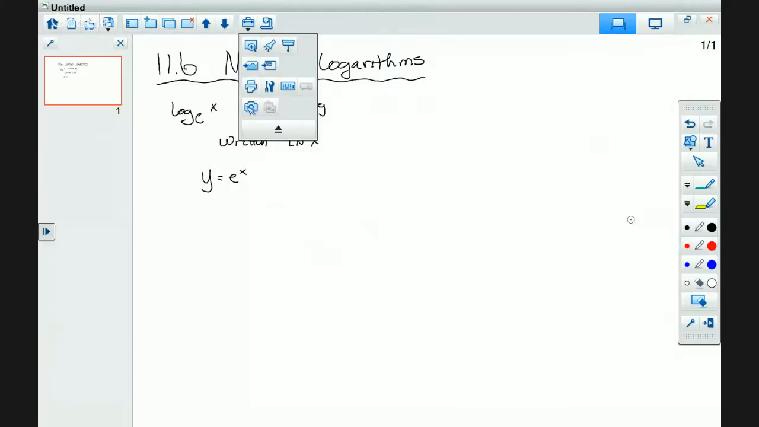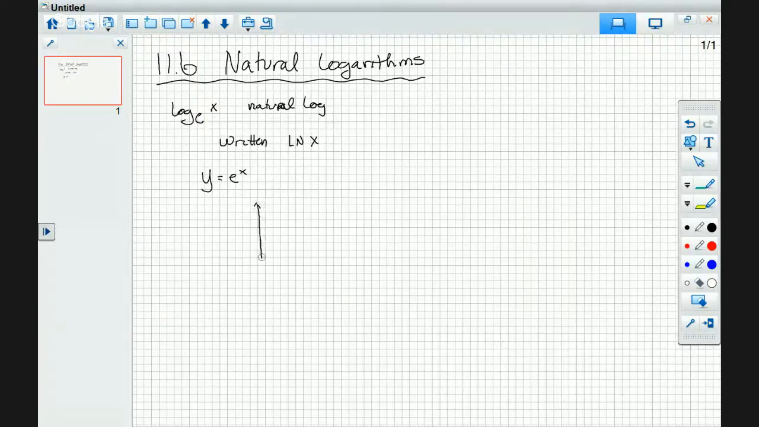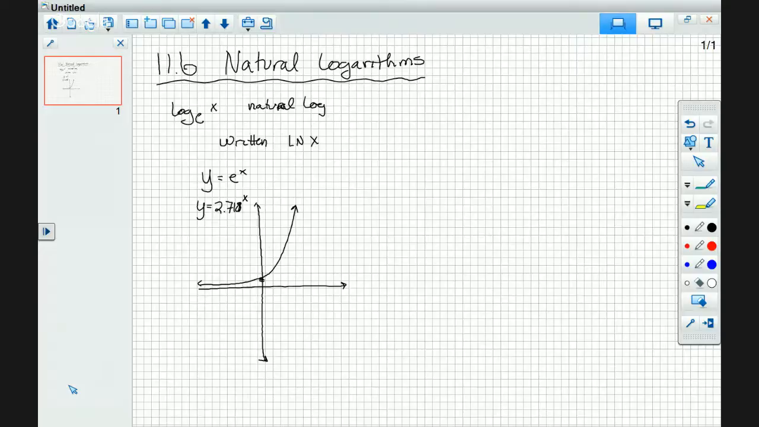Let's look at the graph of it. It doesn't change a whole lot. e to the x looks something like that, right? Exponential. What do we remember that e is as a number? 2.718-ish, 71828. So these are pretty much the same statement. This is an approximation, of course, but that's the graph.